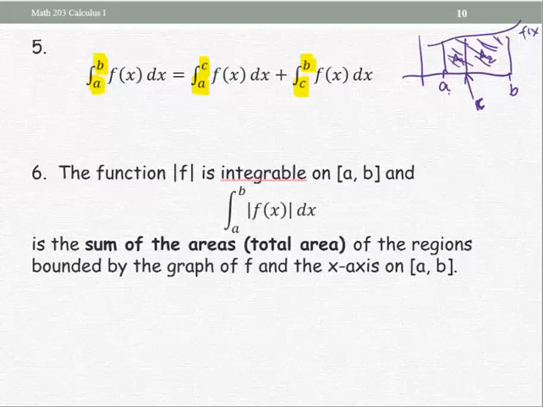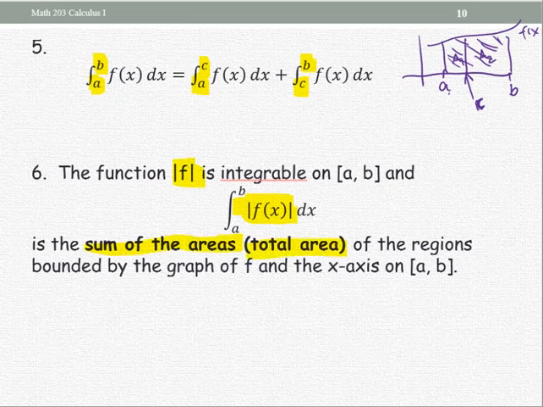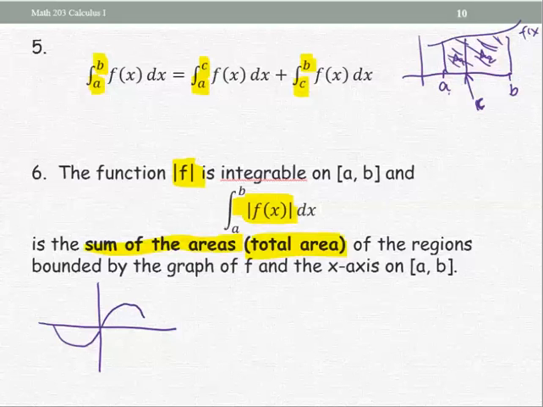Property number 6. The absolute value of f is integrable on the closed interval, and the definite integral from a to b of the absolute value of the function with respect to x is the sum of the areas, or we can say this is the total area of the regions bounded by the graph of the function f and the x-axis on the closed interval. It can be explained by using a graph that has the function both in the negative area and positive area, negative function values and positive function values.